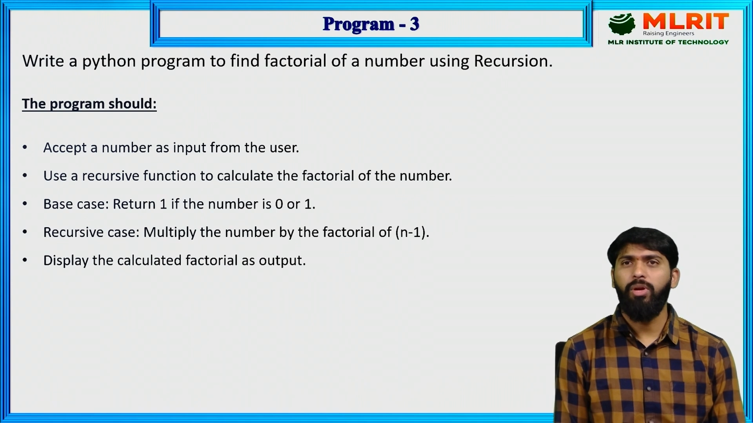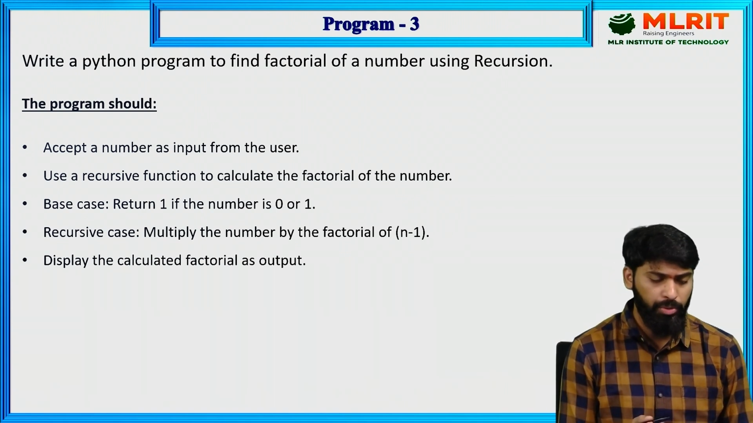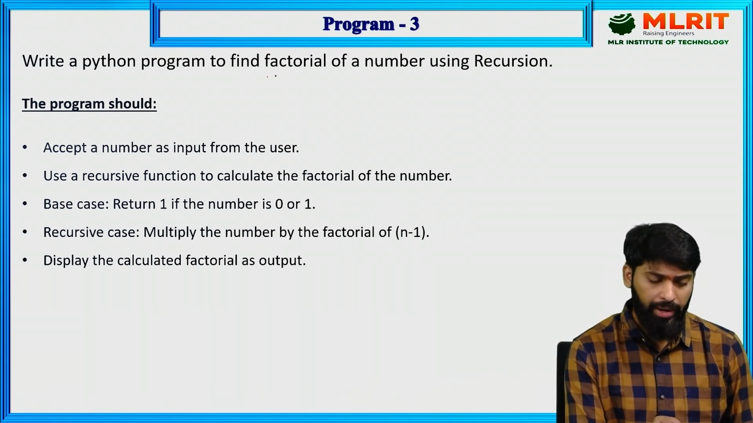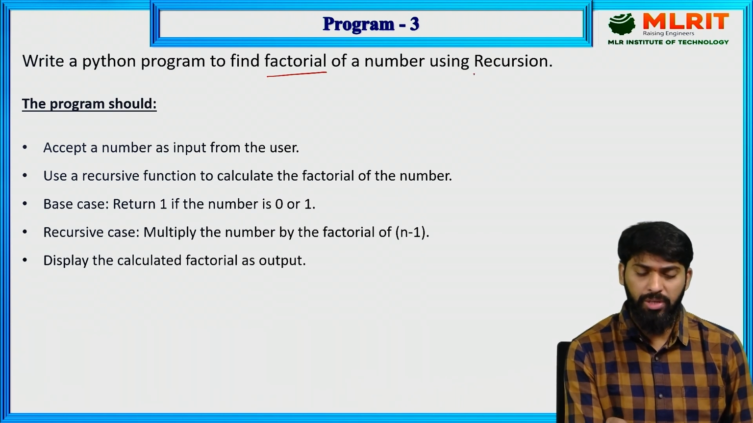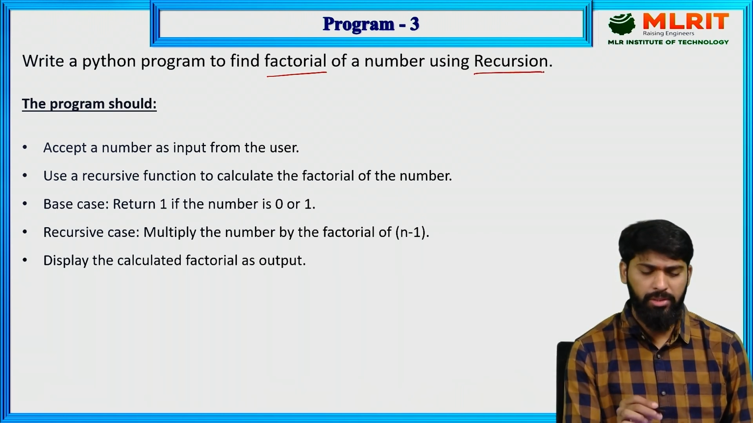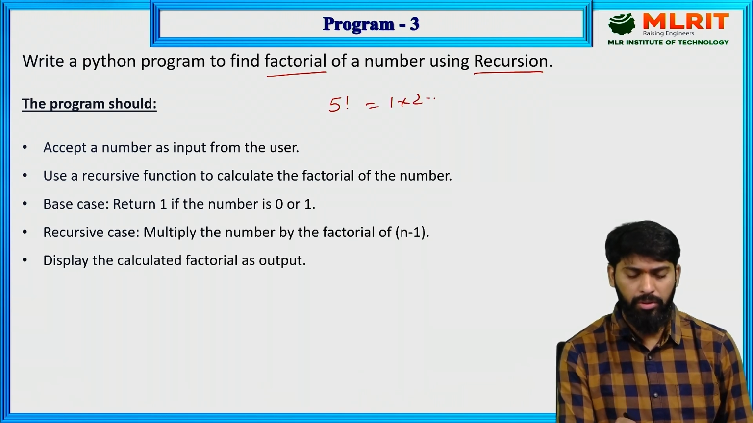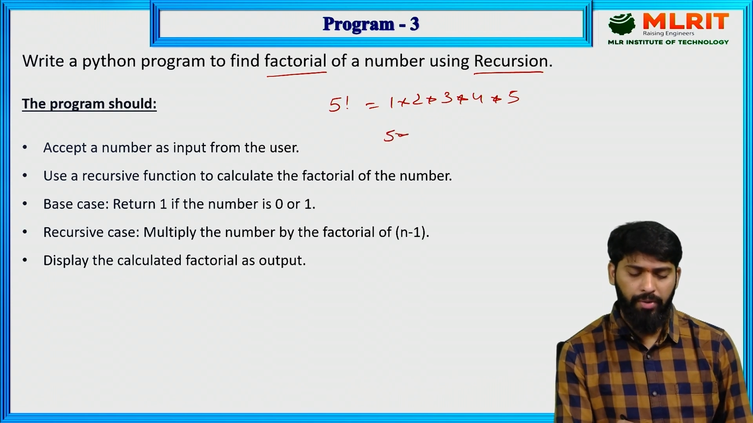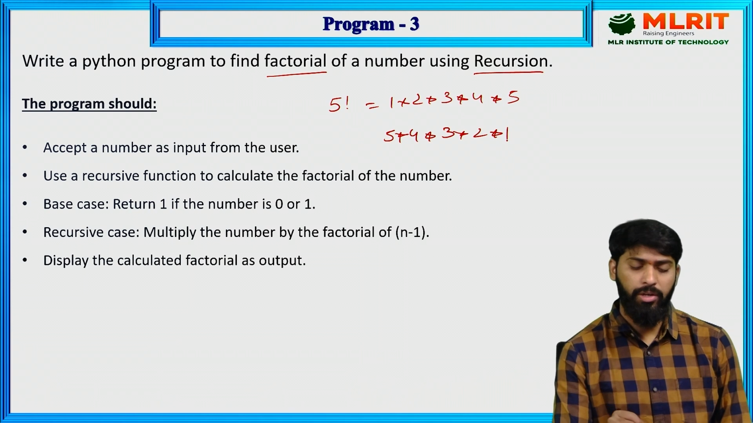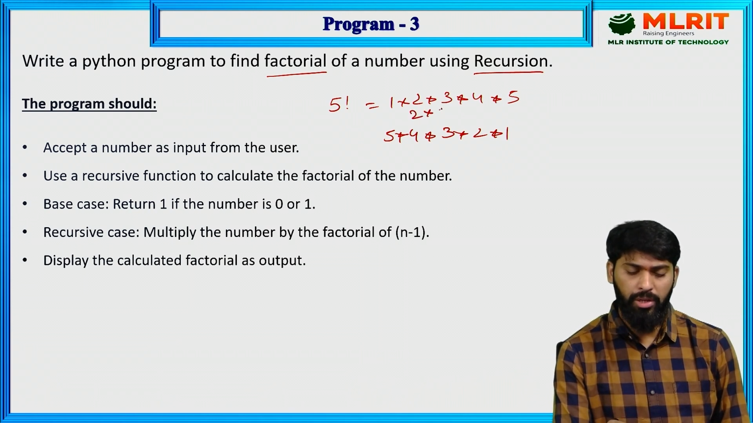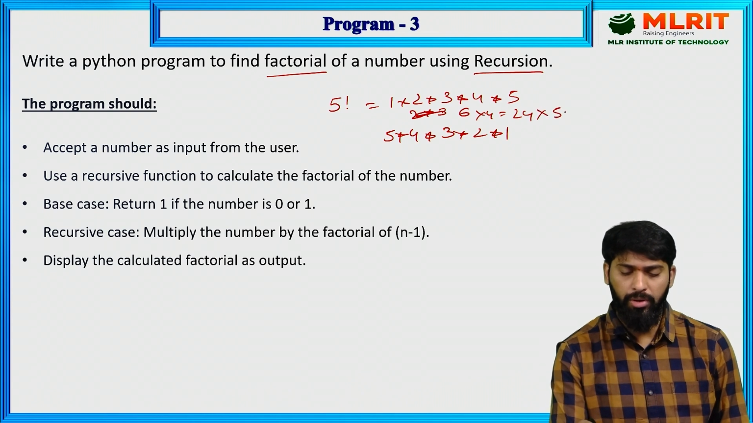Okay, Program 3. Write a Python program to find the factorial of a number using recursion. Factorial means, for example, if I want to know the factorial of 5, it is 1 into 2 into 3 into 4 into 5, or 5 into 4 into 3 into 2 into 1. So 1 into 2 is 2, 2 into 3 is 6, 6 into 4 is 24, 24 into 5 is 120.